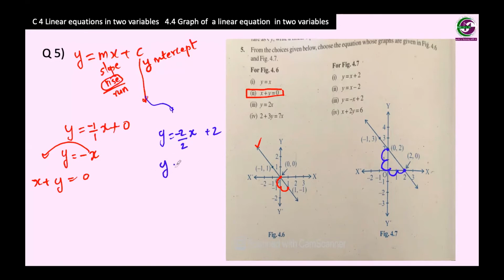So we get the answer, y is equal to, negative will stay. 2 by 2 means 1. We don't have to write. So now we will see, do you have this equation? If not, we have to rearrange. Y is equal to negative x plus 2. Yes, we have it.